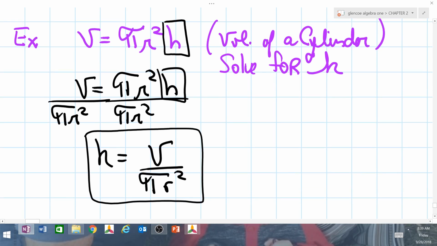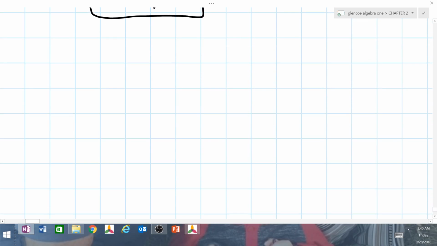Okay, who would like to share an answer with me? One person. Yes, in the back, right here. Okay, H equals V, volume, over pi r squared. Excellent job. Very well done. Does anybody have a question? Okay, let's look at something maybe a little bit more detailed and see how we do with something like this. And then we're going to move on.